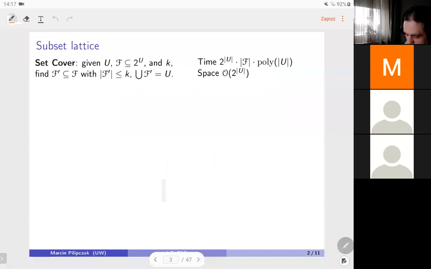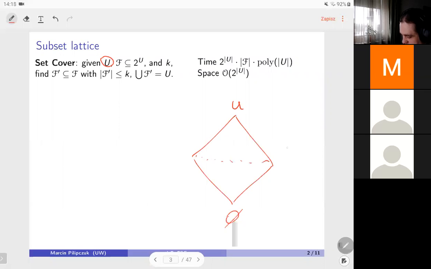Okay, so we start with something that Michał already touched on in one of the lectures, namely the dynamic programming over the subset lattice. So we have got some universe U, and we are looking at all subsets of this universe. This subset lattice, you can think of it as a diamond. At the bottom you have got the empty set, at the top you have got the entire set U, and in the middle there are a lot of sets, like size of U choose size of U half, sets of size half, etc. Going up is going to a superset, and going down is going to a subset.